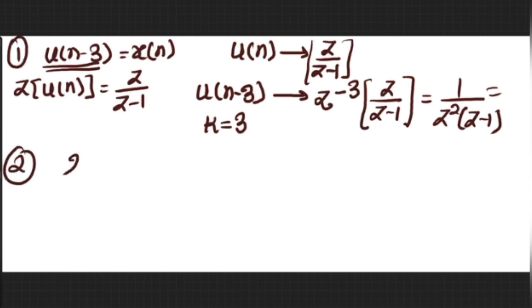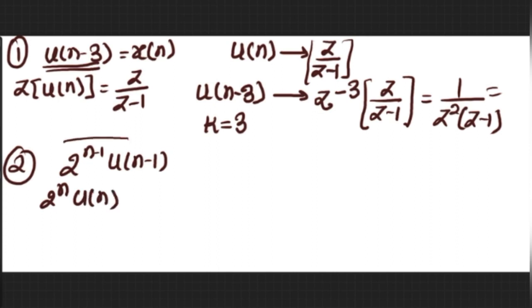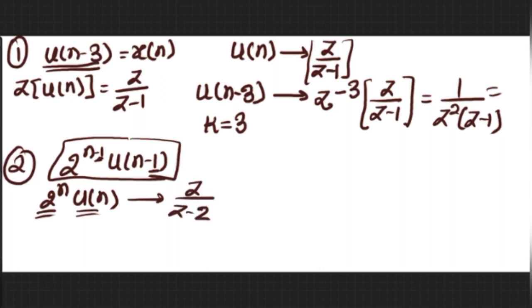Or we can take another example. Suppose we have to find the Z transform for 2 to the power (n minus 1) u[n minus 1]. The base function on the basis of which we are going to calculate is 2 to the power n u[n]. As we can see, the function asked in the numerical is a 1 unit shifted signal when the base signal is 2 to the power n u[n]. So 2 to the power n u[n] has the Z transform z upon z minus 2.